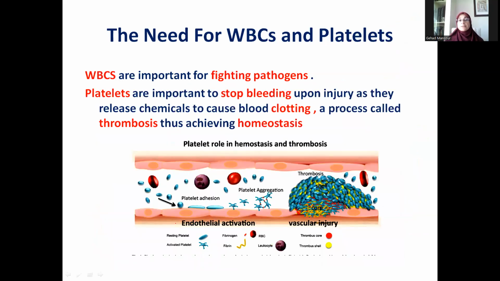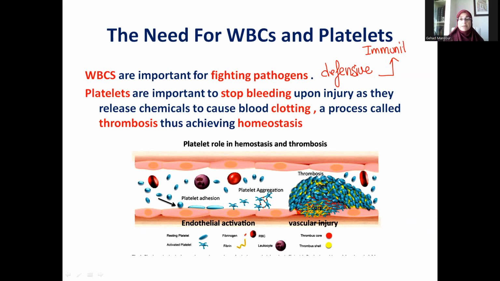Why do we need white blood cells? As we said before, white blood cells are helpful for fighting pathogens, and therefore they are helpful for defensive mechanisms of the body. And if those defensive mechanisms are specific to a particular antigen or bacterium or virus or pathogen, then we call it immunity.